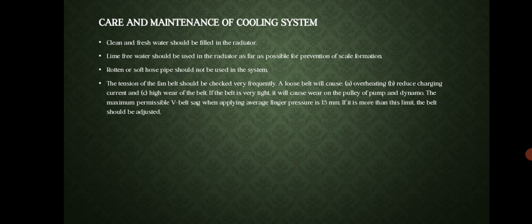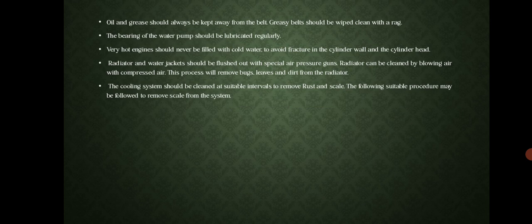The maximum permissible V belt sag, when average finger pressure is applied, is 15 mm. If it is more than its limit, the belt should be adjusted. Oil and grease should also be kept away from the belt. A greasy belt should be wiped clean with a rag. The bearing of the water pump should be lubricated regularly.